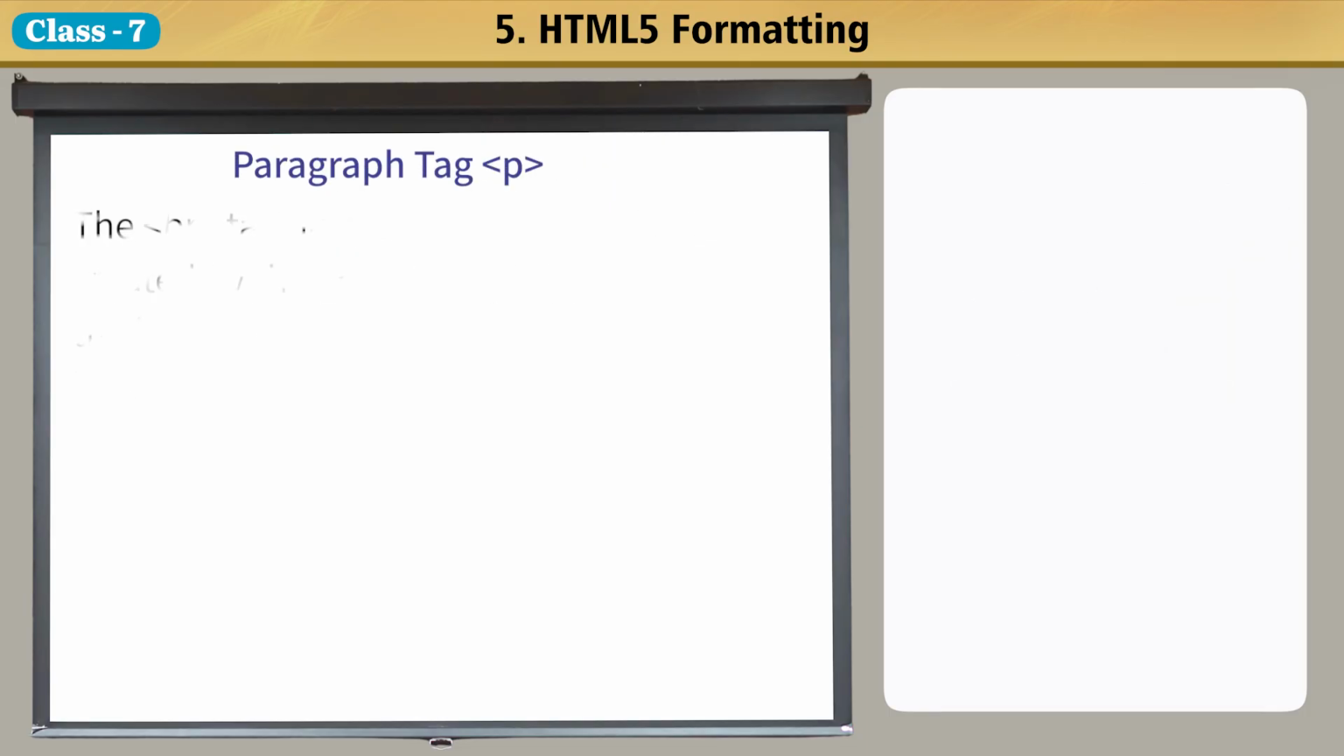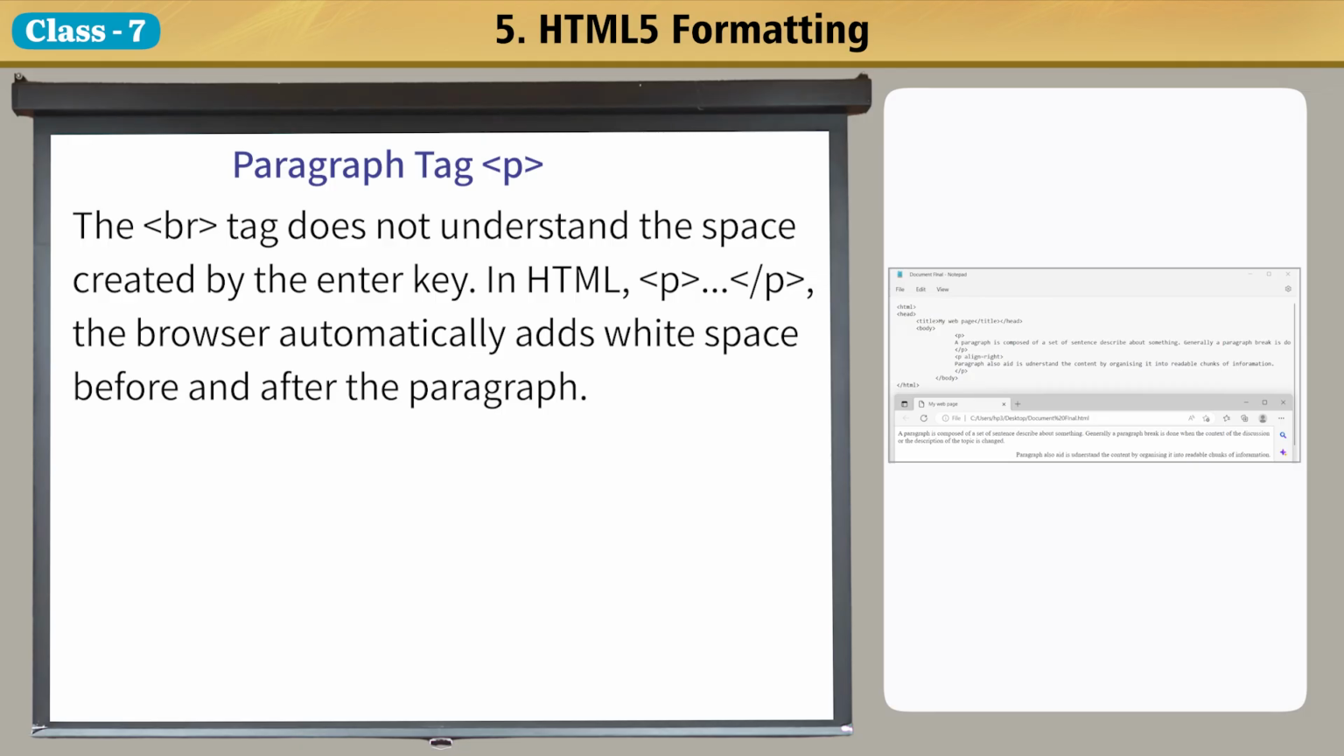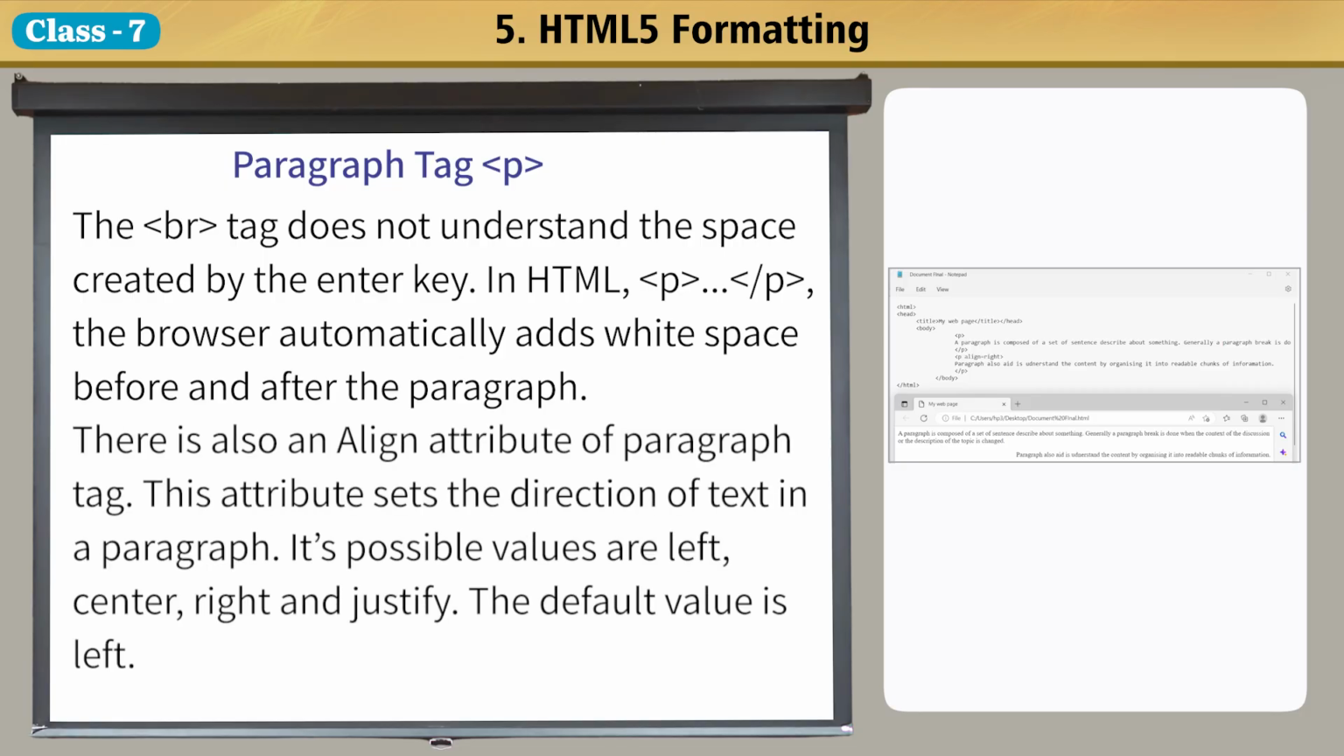Paragraph tag. The line break tag does not understand the space created by the enter key. In HTML, paragraph tag the browser automatically adds white space before and after the paragraph. There is also an align attribute of paragraph tag. This attribute sets the direction of text in a paragraph. Its possible values are left, center, right, and justify. The default value is left.